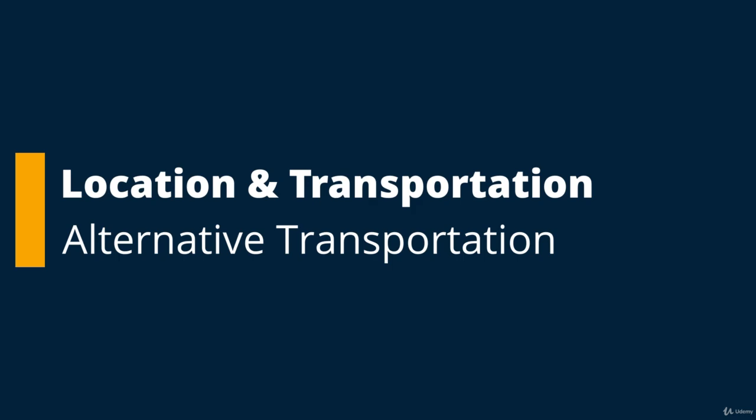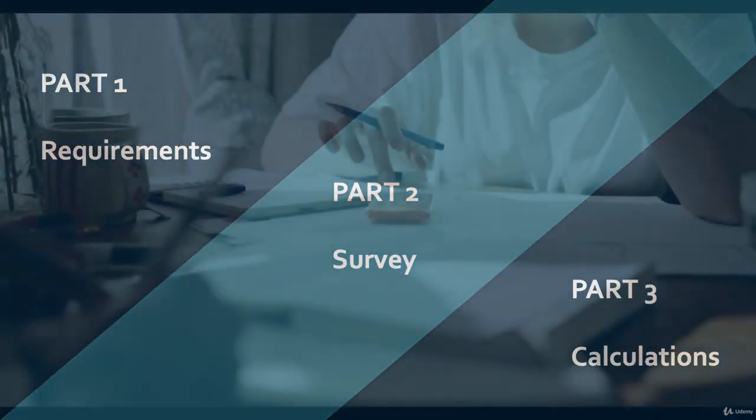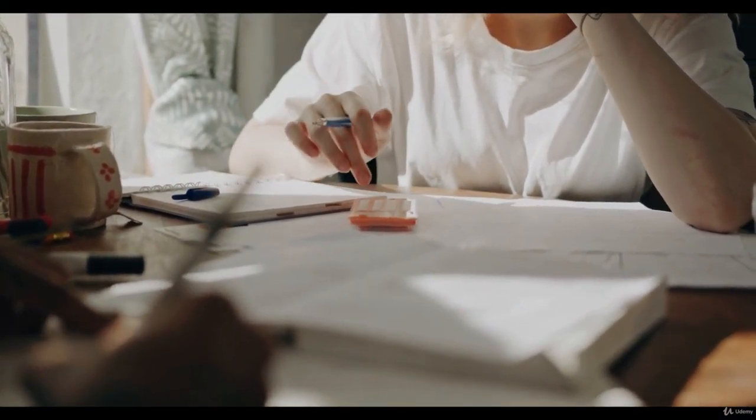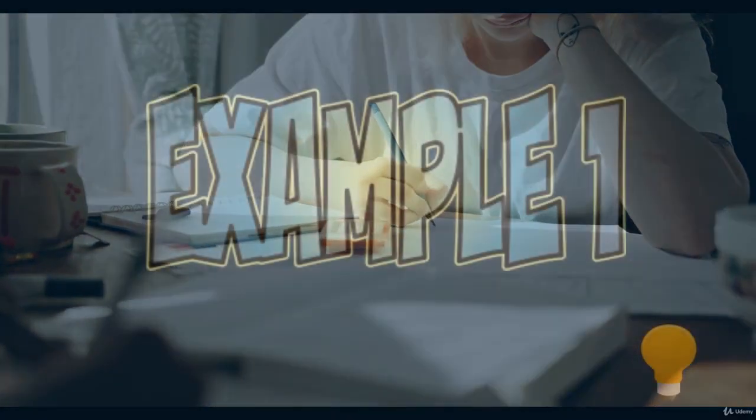Let's continue with the last part of this credit. After requirements and the survey, let's look at the calculation, as it is an important part to understand this credit. I've broken this down into 3 examples. Let's start with example number 1.